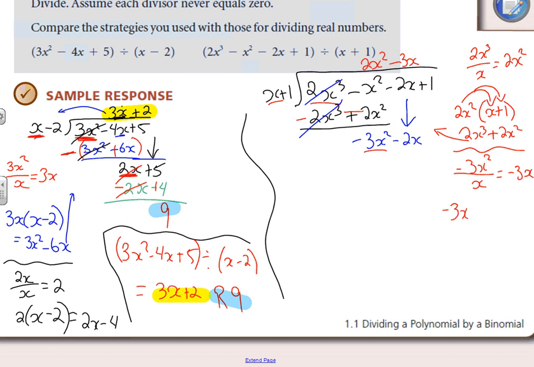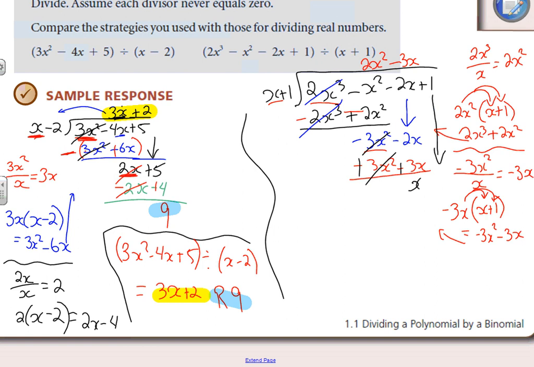Multiply negative 3x multiplied by the x plus 1. As we distribute that, we get left with negative 3x squared minus 3x. And that's what we're going to write underneath. Negative 3x squared minus 3x. And we're subtracting, so we change all the signs. Negative 2x and a positive 3x, that leaves us with an x. We bring down plus 1.